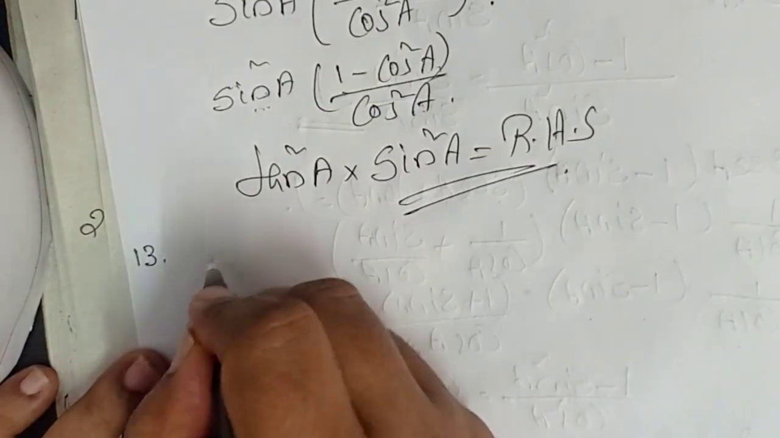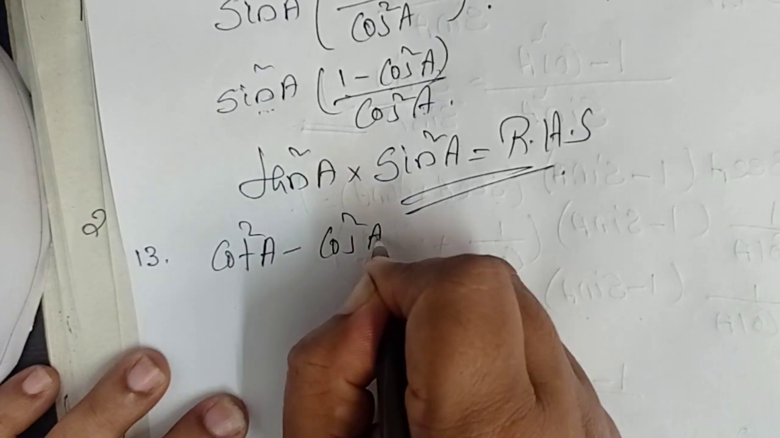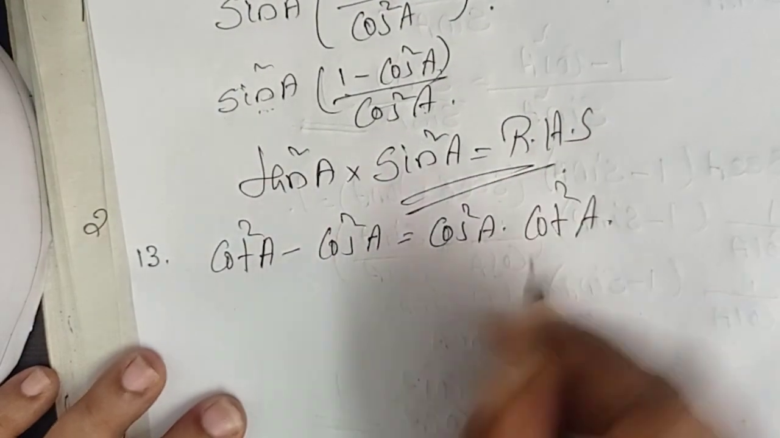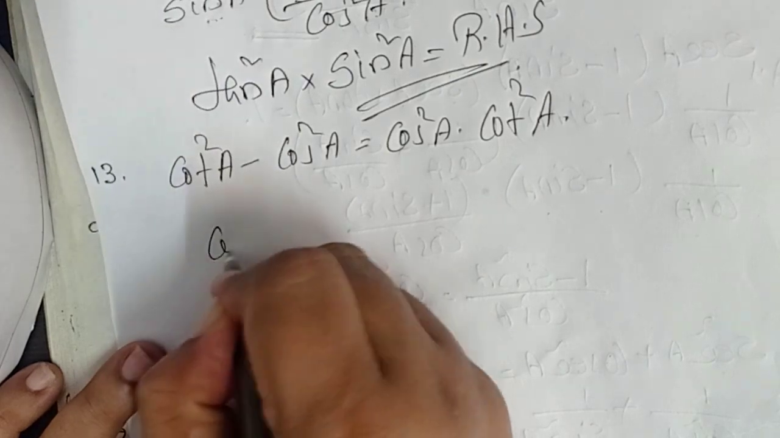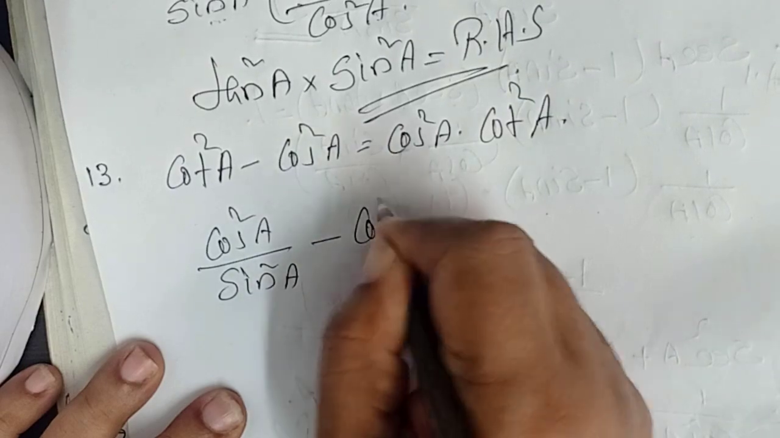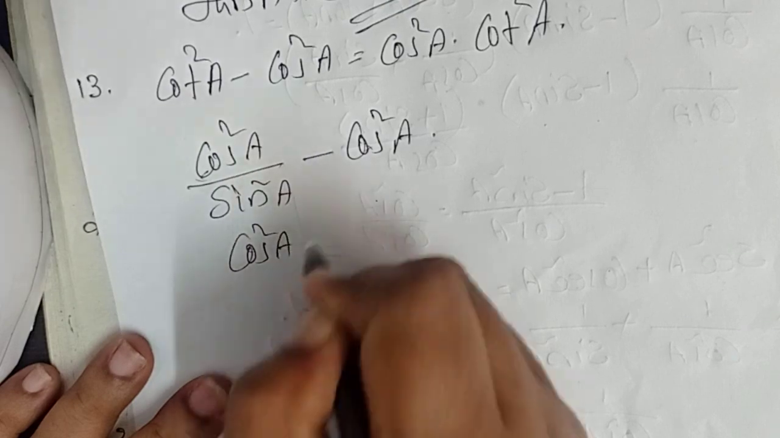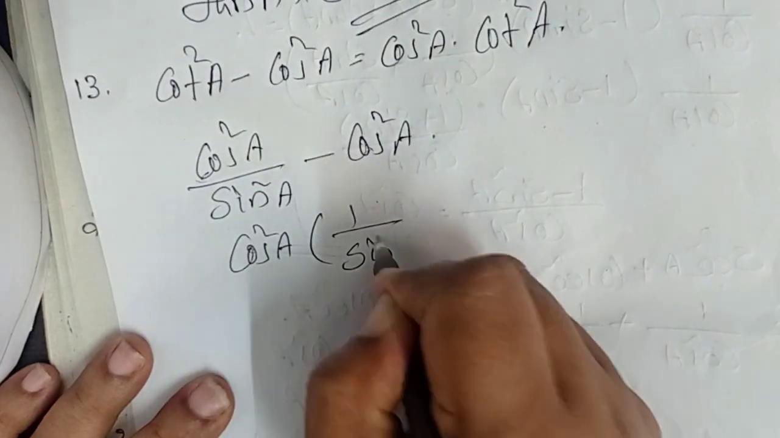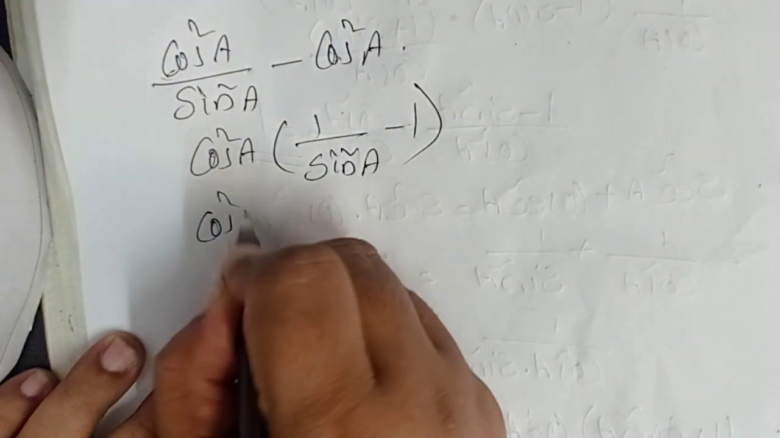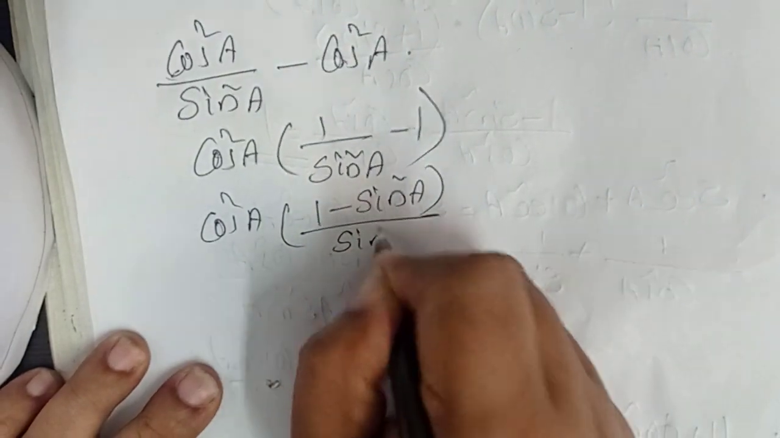13th question, same type. Cot square A minus cos square A is equal to cos square A into cot square A. Same type problem. How can you write cot square A? Cos square A by sin square A minus cos square A. Understand? From these two, cos square A is outside. Cos square A into 1 by sin square A minus 1. That is cos square A into 1 minus sin square A by sin square A.